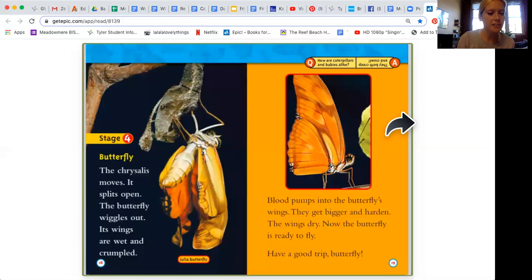Stage 4, butterfly. The chrysalis moves. It splits open. The butterfly wiggles out. Its wings are wet and crumpled. Do you remember it looking like that last year? Then once blood pumps into the butterfly's wings, they get bigger and they harden. Then the wings dry. Now the butterfly is ready to fly. Have a good trip, butterfly.